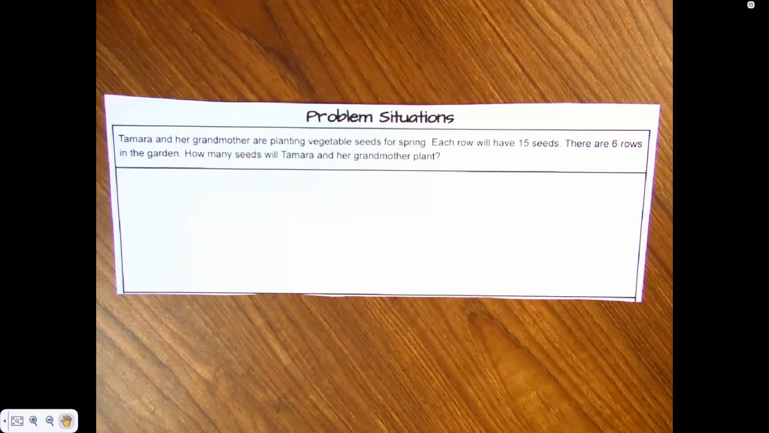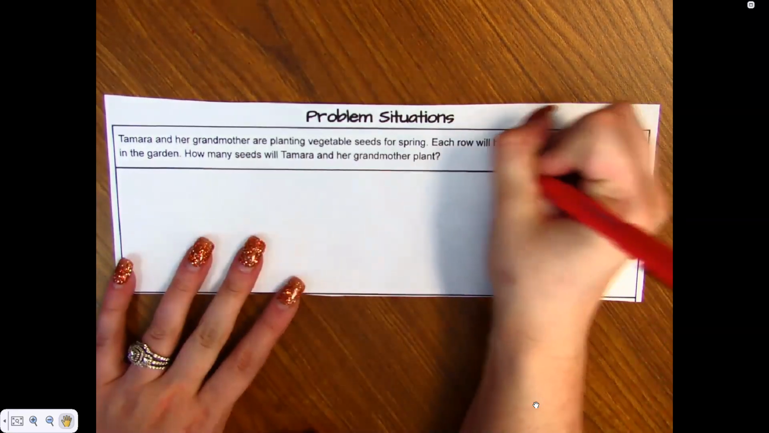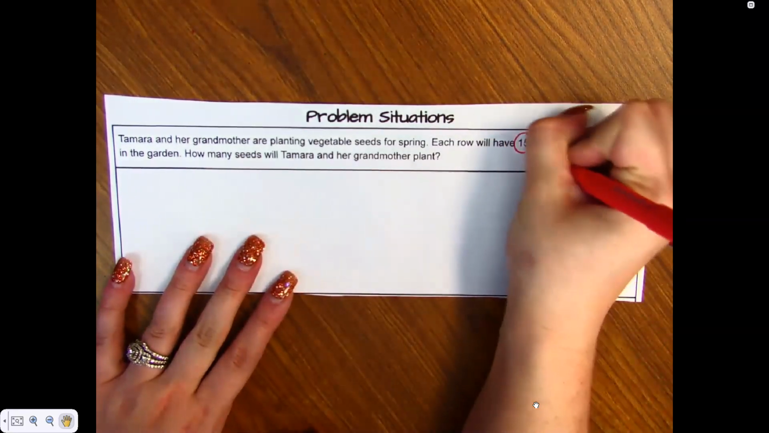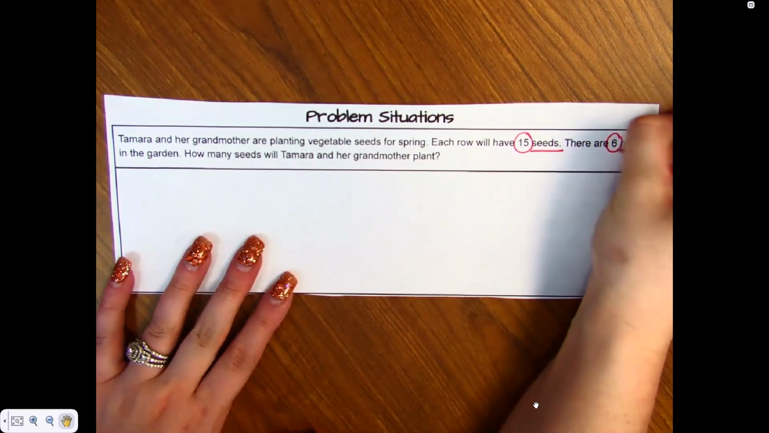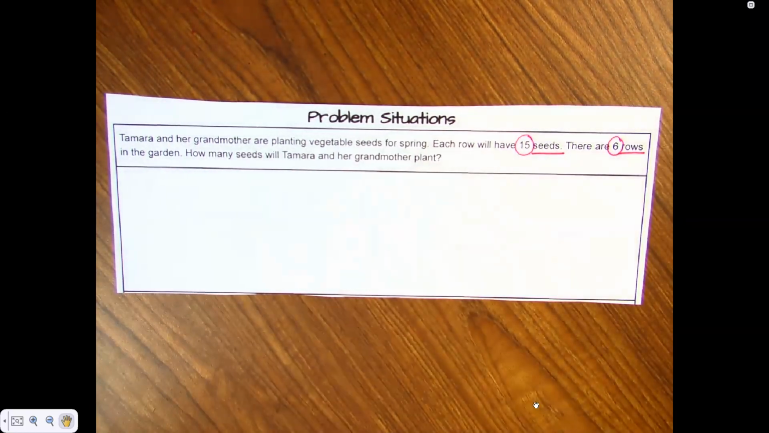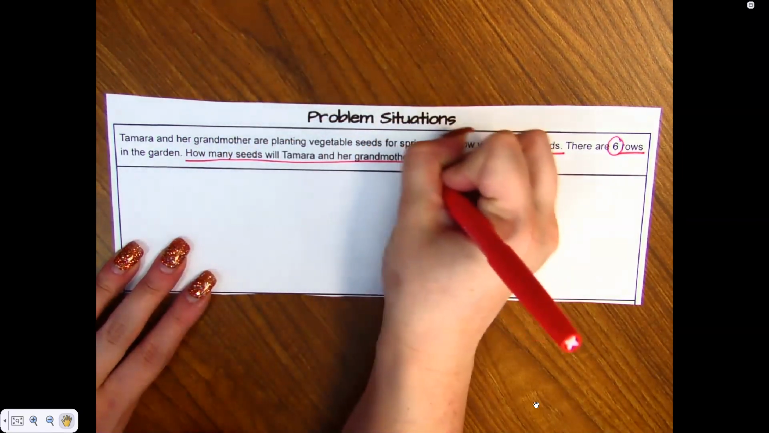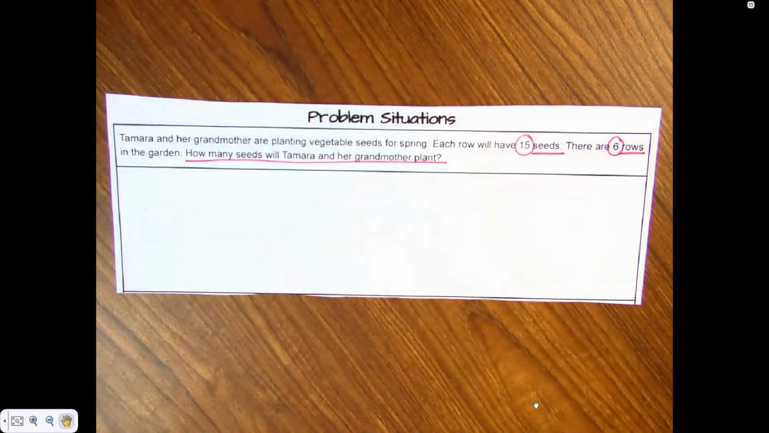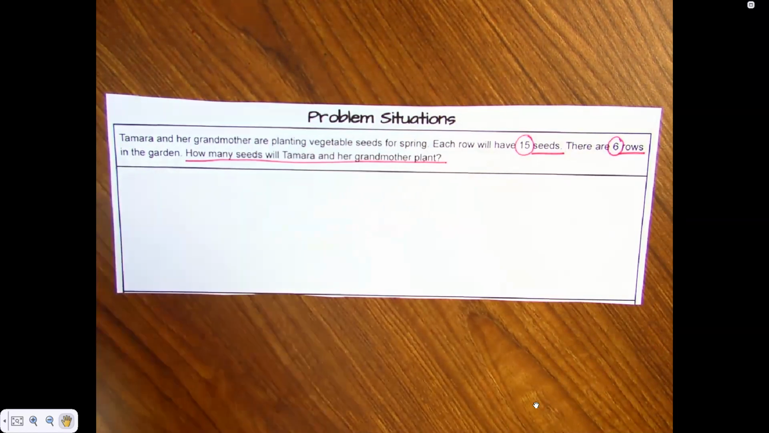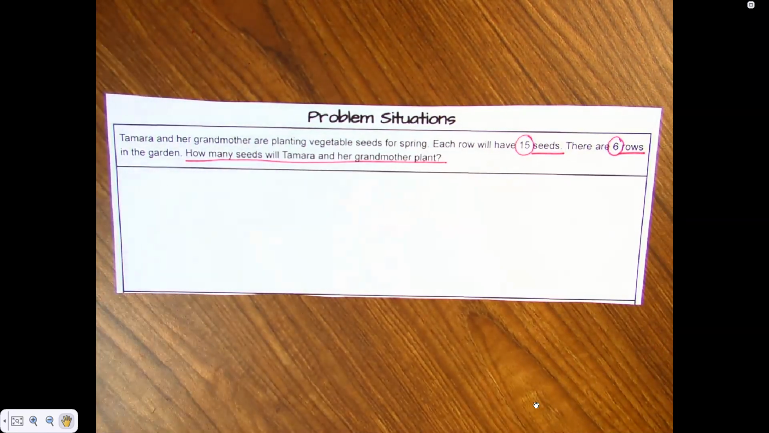I'm going to be using 15 and 6. So I'm going to take each row. It's going to have 15 seeds, and there are 6 rows. So I want to know how many seeds Tamara and her grandmother will plant. What do I need to do in order to find out how many they're going to plant?